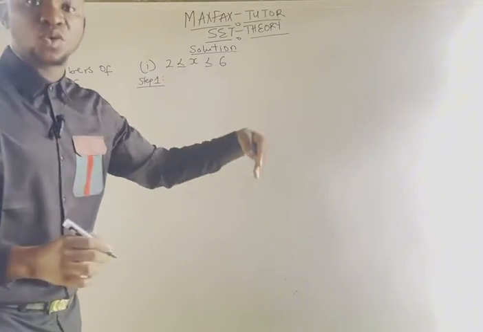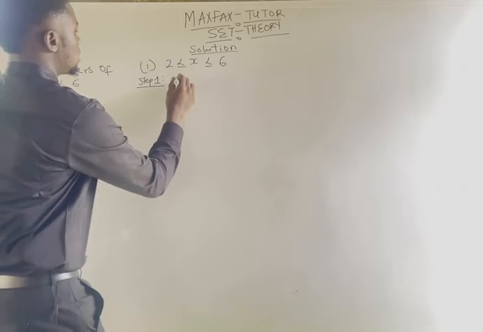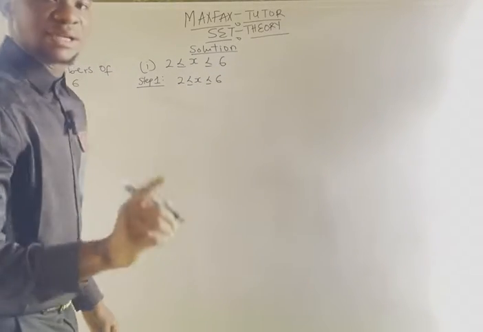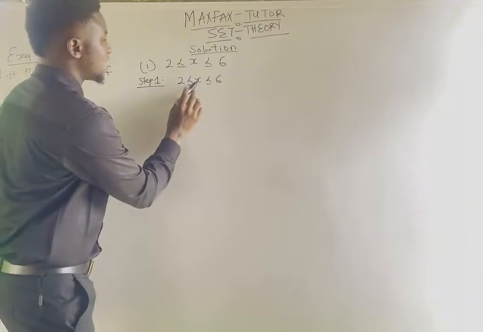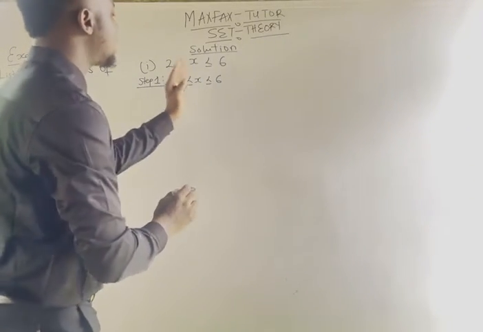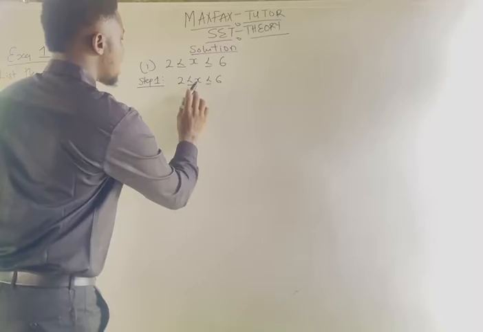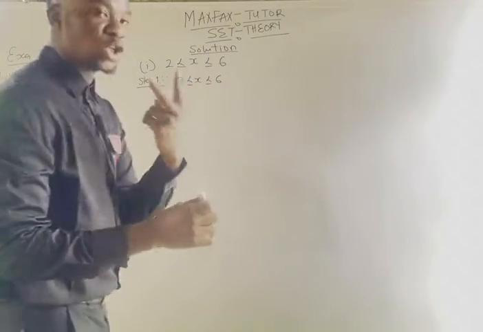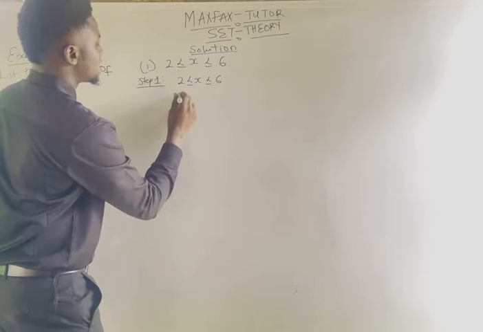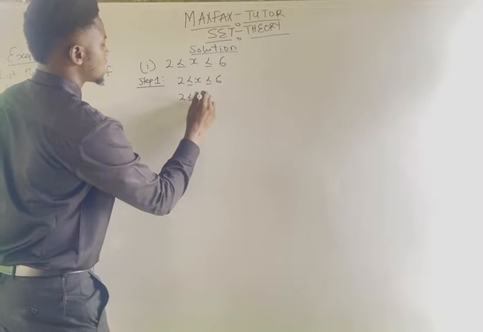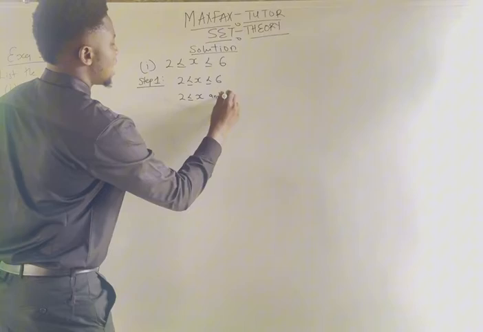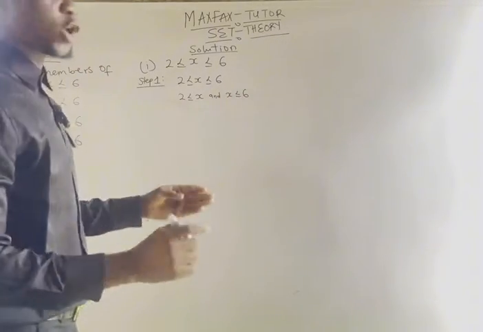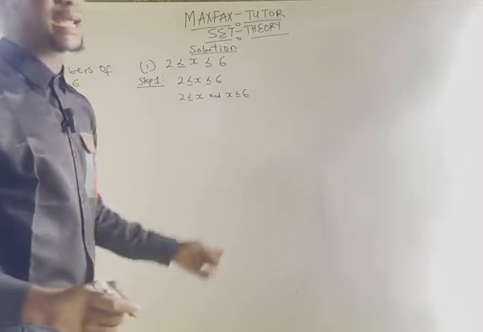This expression given to us, let us write it down. That is 2 less than or equals to x less than or equals to 6. Guys, you are going to see that this x is connected to the left hand side and this x is also connected to the right hand side. Then we are going to break this x into 2 parts. This will be written as 2 less than or equals to x and x less than or equals to 6. This is the first thing we are going to do.